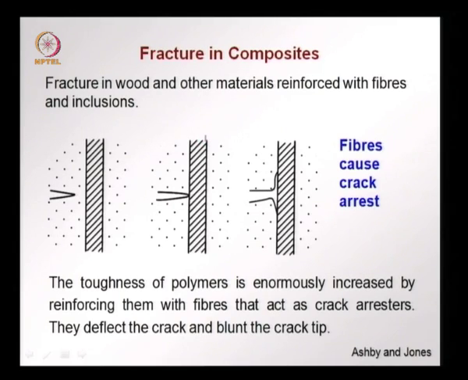What happens in composites? Suppose we have fracture occurring in wood or other materials reinforced with fibers or inclusions. The fibers will tend to arrest the crack, they will stop the crack from propagation. That is, first you will have the crack occurring in the matrix, say in the polymer matrix the crack is propagating, with higher stress the crack propagates further and it reaches the fiber. Now the fiber is stronger, has a higher elongation capacity, so it will stop the crack from propagating, it will not allow the crack to break the fiber and propagate.